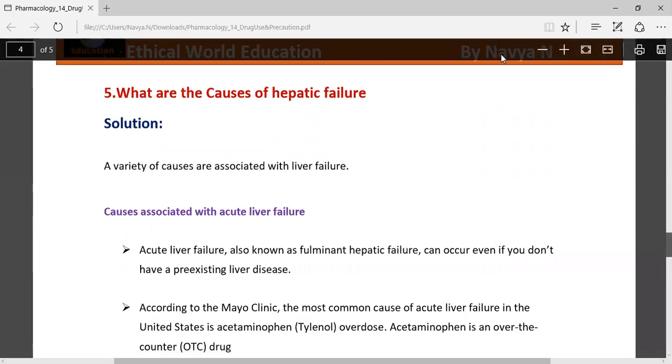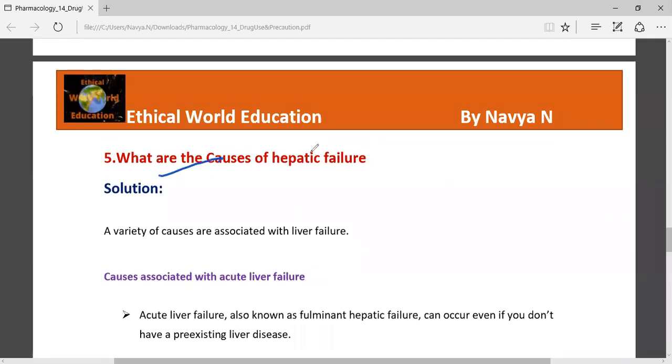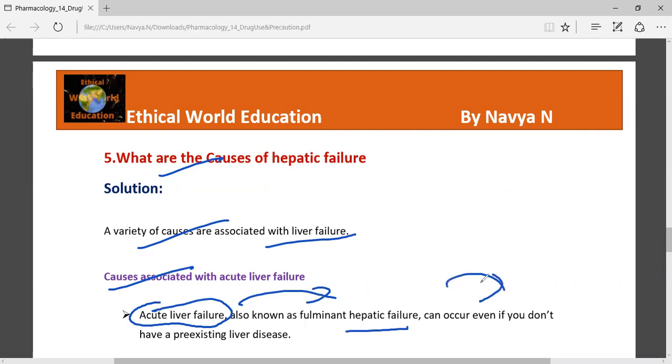And here we have the concept of the causes of hepatic failure. Let us know the causes. We have a variety of causes that may be associated with liver failure. The common cause of acute liver failure, also known as fulminant hepatic failure, might occur if the patient doesn't have any pre-existing liver disease.